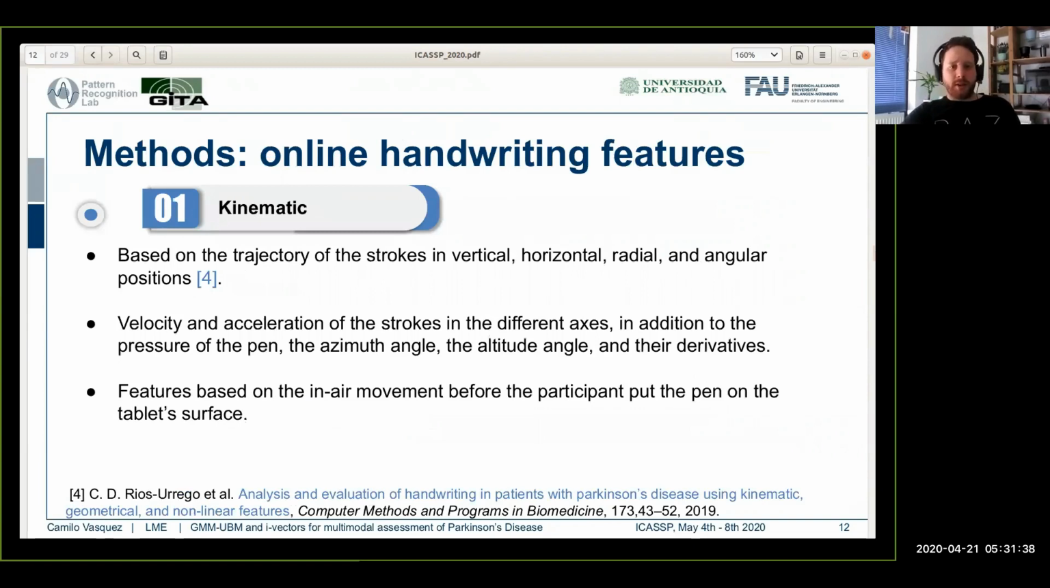Regarding our second modality, online handwriting, the features are based on the trajectory of the strokes in vertical, horizontal, radial, and angular position. We compute the velocity and acceleration of the strokes in different axes, in addition to the pressure of the pen, the azimuth angle, the altitude angle, and their derivatives. We consider as well features from the inertial movement before the patients put the pen on the tablet surface.